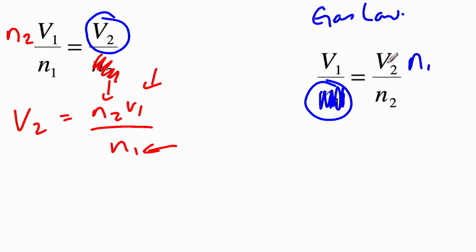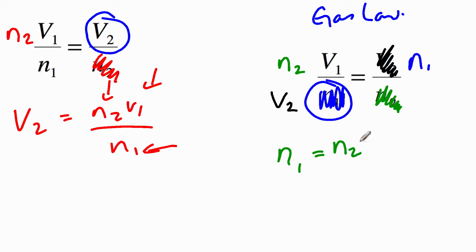But I don't want these two over there. So I can get rid of the V2. Let me use a different color. I can get rid of the V2 here if I put it on the other side on the bottom. And I can get rid of the N2 on this side as long as I put it on the top on the other side. See how it goes from the bottom to the top. Okay, so now I have N1 by itself. So the formula would be N1 is equal to N2 V1 divided by V2.